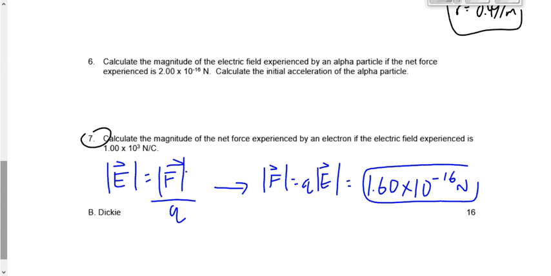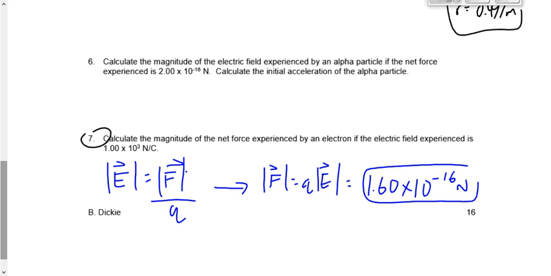Now, we're not asked to go to the next step, but if we were asked to solve for the acceleration of this electron, how would we go about doing that? Good. Divide by the mass. The force needs to be with you, right? Once the force is with you, then you've got to use the force. And you do that by dividing by mass.